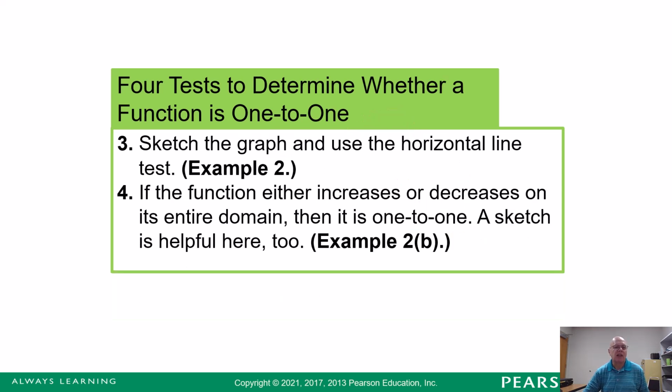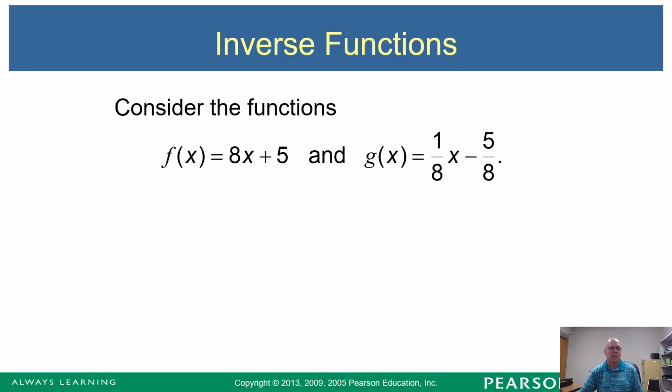Third, if you sketch the graph, use the horizontal line test. Does it pass that? If it passes the horizontal line test, you've got a one-to-one function. Or if you've got the graph and you see it increases from left to right or decreases all the time from left to right, it's one-to-one. A sketch is quite helpful there.